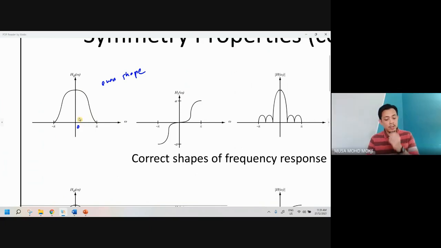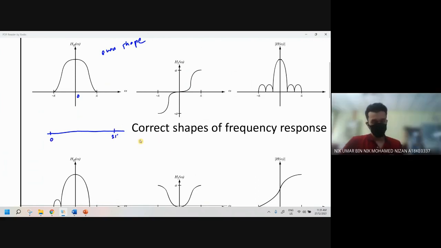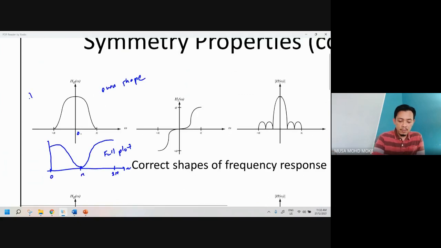Okay, a full plot starts with 0. The 0 is now at the center, so this is what we call a shifted plot. A full plot, you should start at 0 and then end at 2 pi. So this is actually the full plot, or the whole plot, or we can call it the original plot. And this is a shifted one. If you plot this one, you should get something like this. Okay, this is what we call a full plot, and this is actually a shifted plot.